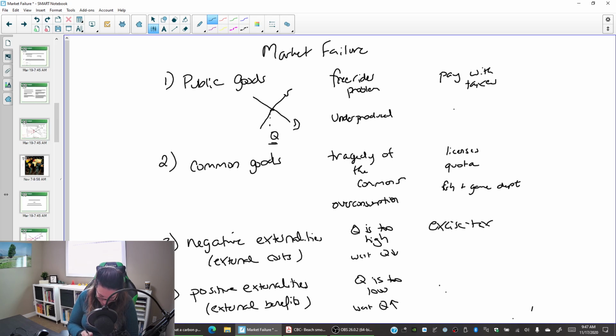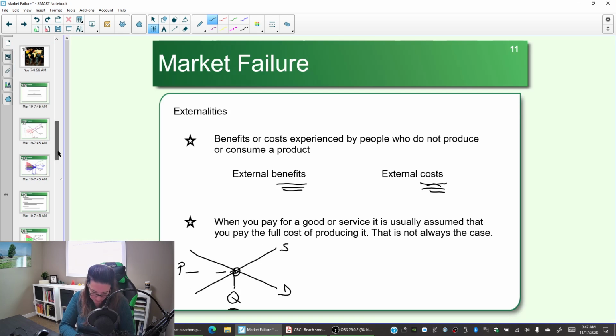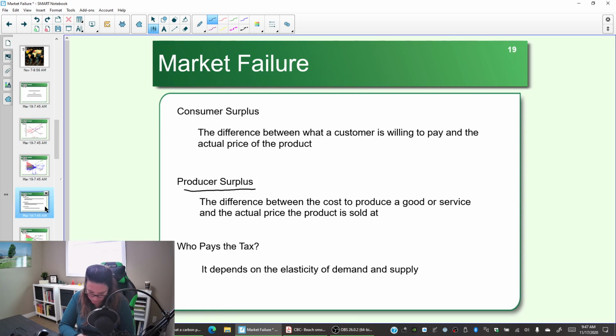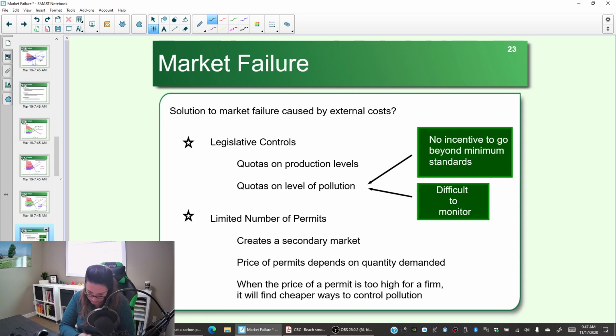Where did that go? I seem to have misplaced my slides. Okay, I don't know where that went.